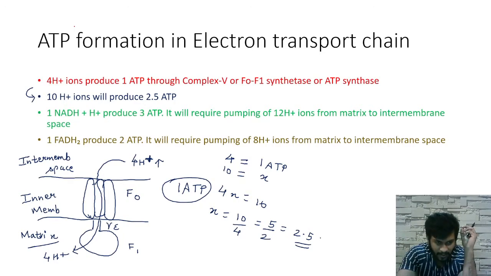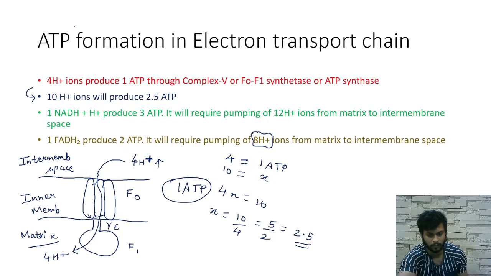1 NADH plus H plus will produce 3 ATPs, and we know that to produce 1 ATP, 4 H plus ions are required. So to produce 3 ATP, 12 H plus ions will be required. 1 FADH2 molecule will produce 2 ATP. To produce 2 ATP will require 4 into 2, that is 8 protons, to pass through the ATP synthase. Okay.